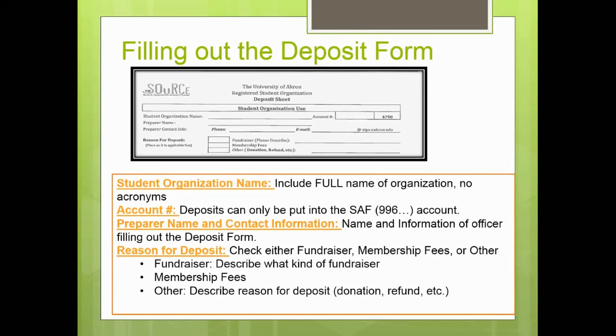Indicate the reason for your deposit. This could be a fundraiser, membership fees, or other. If your funds are from a fundraiser, please note what type of fundraiser was held. If you select other, specify where the funds came from, such as a donation or refund.